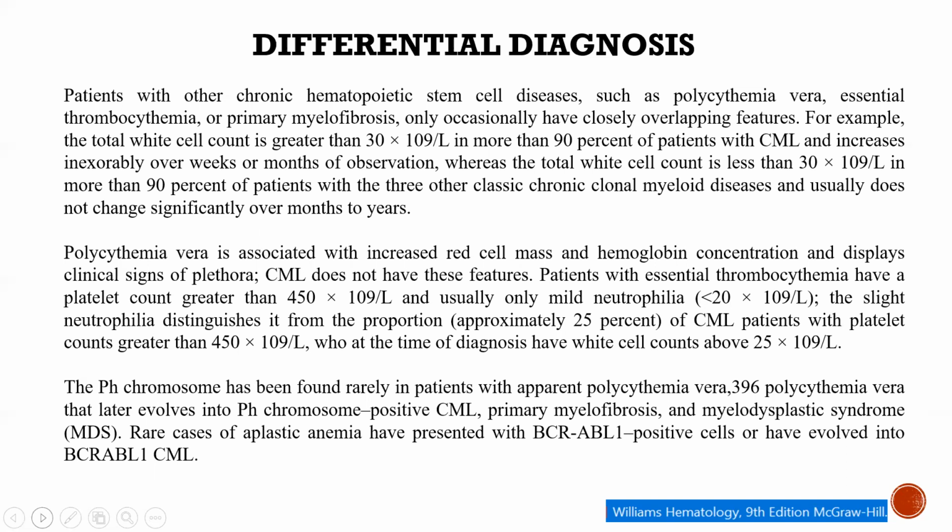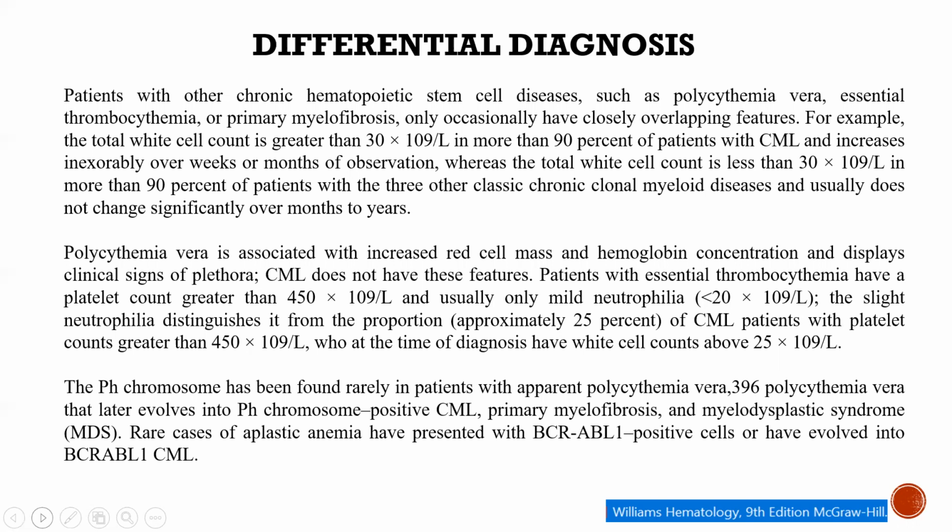Polycythemia vera is associated with increased red cell mass and hemoglobin concentration and displays clinical signs of plethora. Chronic myelogenous leukemia does not have these features. Patients with essential thrombocythemia have a platelet count greater than 450 and usually only mild neutrophilia. The absence of marked neutrophilia distinguishes it from the proportion of chronic myeloid leukemia patients with platelet counts greater than 450, who at the time of diagnosis have a white cell count above 25.